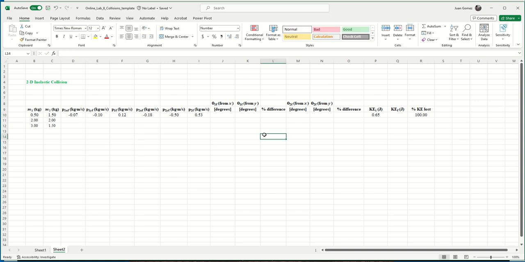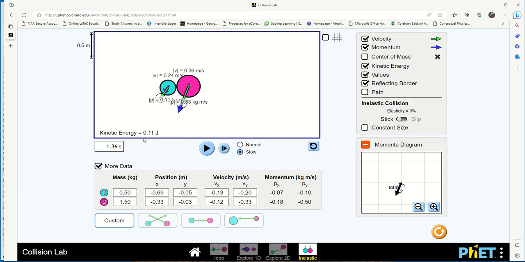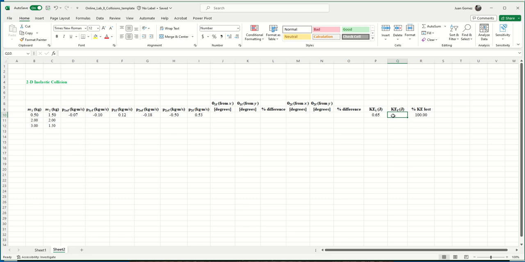Okay, and now what about my final kinetic energy? Well, right here, kinetic energy is 0.11 joules, and I've already got the joules there. So now watch what happens to the percent KE loss when I enter 0.11 and hit check. See, it lost 83.08%, a little over 83% of the original kinetic energy.